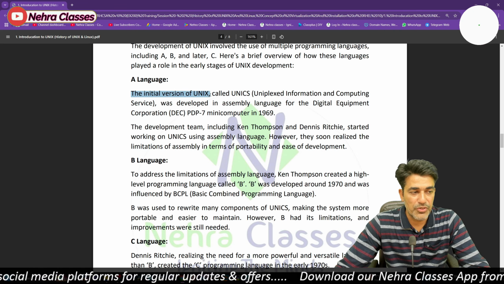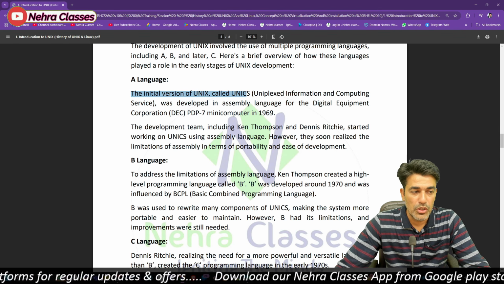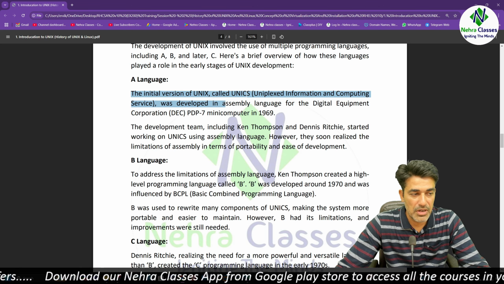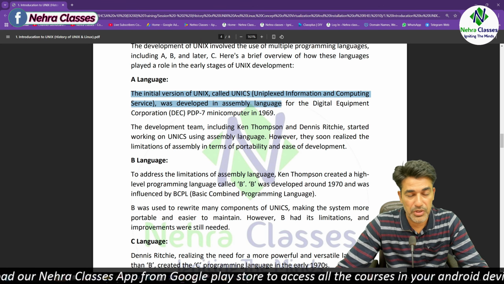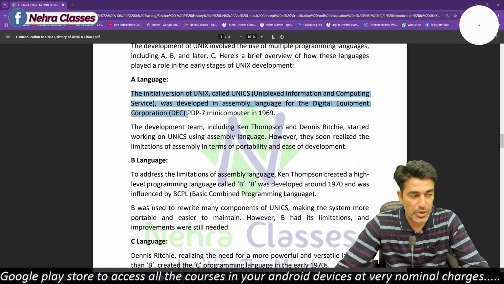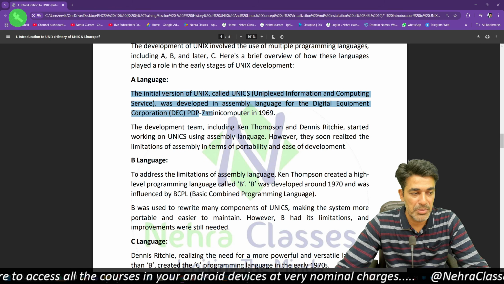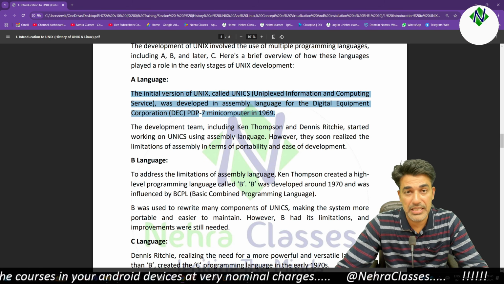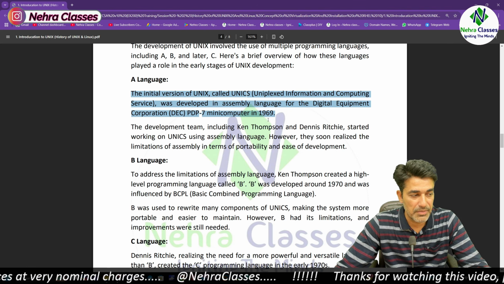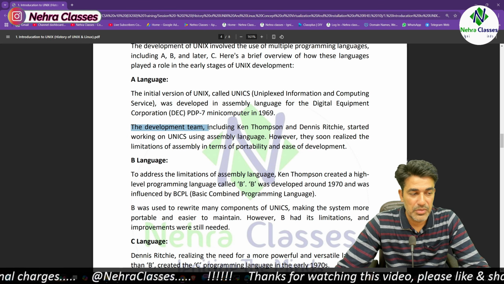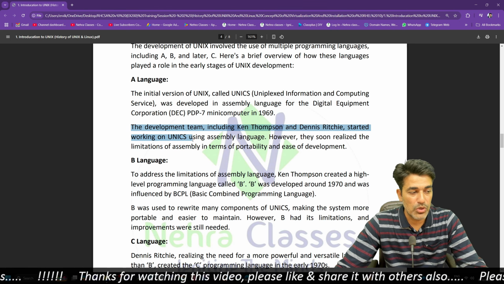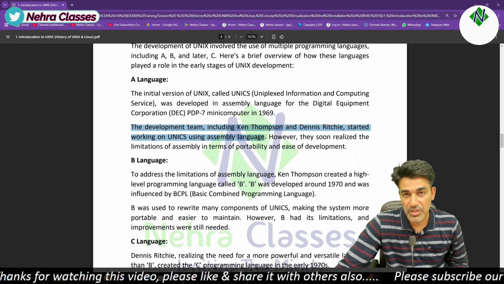The initial version of Unix, which was known as Uniplexed Information and Computing Service, was developed in assembly level language for the Digital Equipment Corporation DEC PDP-7 microcomputer in 1969. So Unix development was started in 1969. The development team, including Ken Thompson and Dennis Ritchie, started working on Unix using assembly level language.